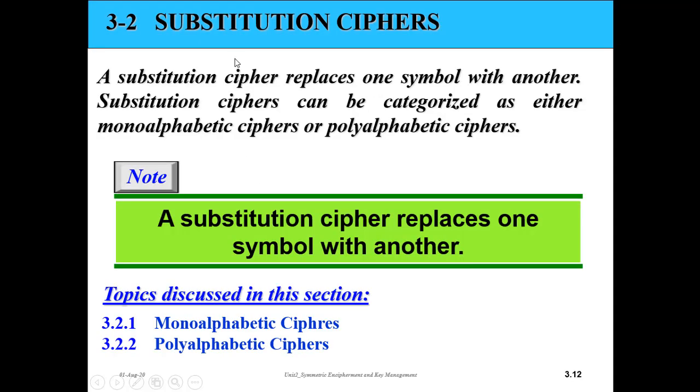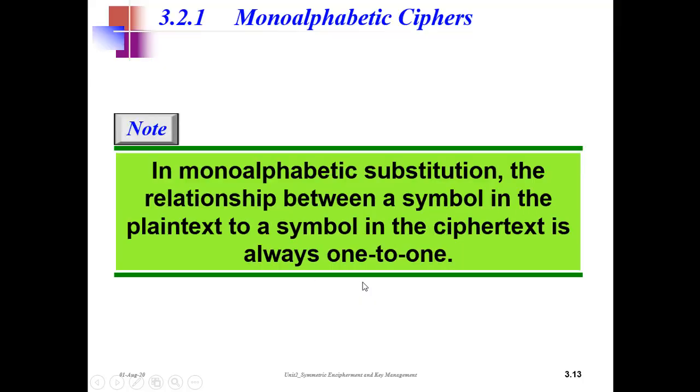So next is substitution cipher. So what are substitution ciphers? A substitution cipher replaces one symbol with another. Substitution ciphers can be categorized as either monoalphabetic ciphers or polyalphabetic ciphers. So in one line, if you want to explain, a substitution cipher just replaces one symbol with another. So this is quite simple to understand.